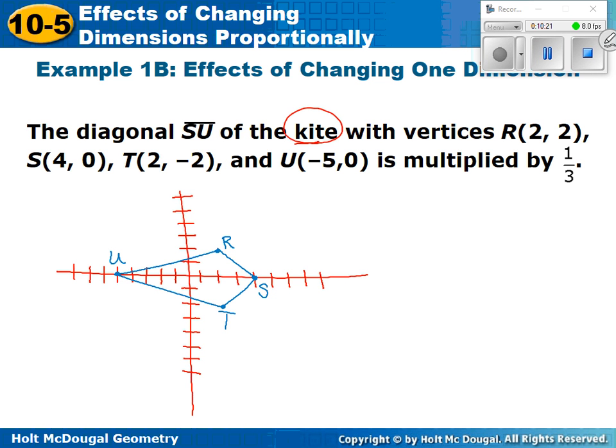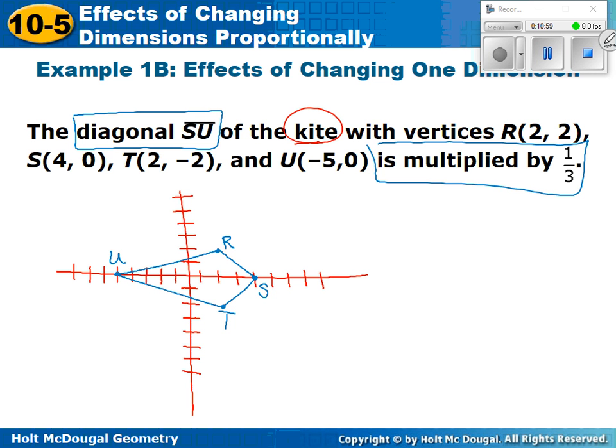Okay, so again, once we get this graphed, the question is still the same. It's just not printed up here. All of these examples are having the same question. Describe the effect of change on the area if, what are we multiplying by a third here? Diagonal SU. If the diagonal SU is multiplied by 1/3, what effect will it have on the area? That's the question. So again, on the whiteboard over here, I'm going to start with the formula, and we're going to look at the formula shortcut way to do it, and then we'll talk about the actual calculating the area way to do it. So here's the shortcut.